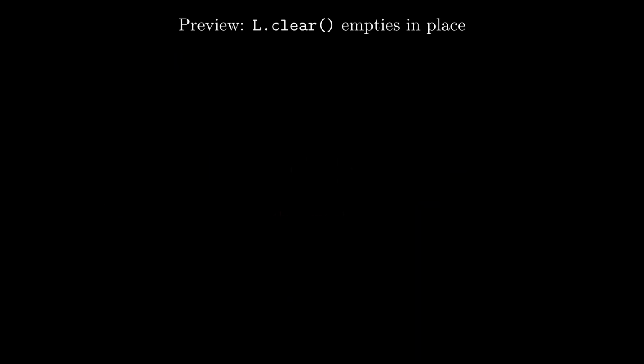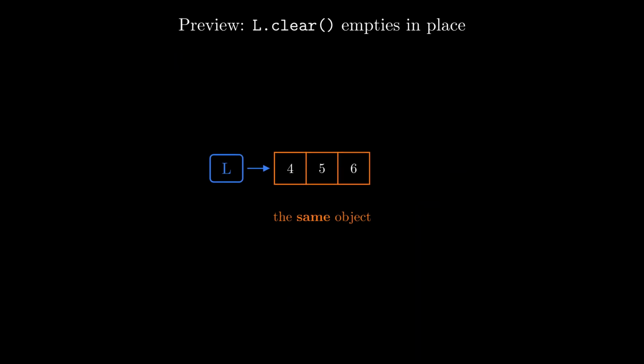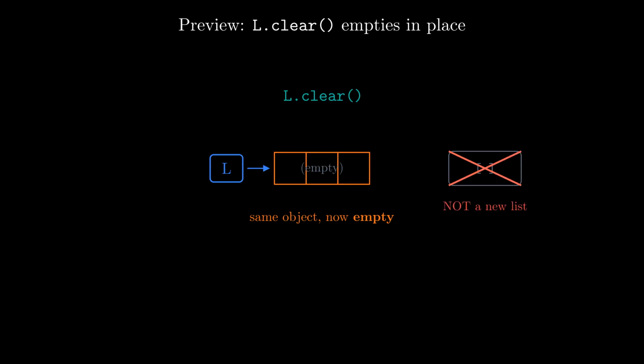Here's a preview of something we'll lean on. Often you want to empty a list completely, but by mutating it, keeping the same object and just stripping out its contents. The command has a friendly name, clear. Writing L.clear removes every element inside L, leaving the same list object, now empty. It does not build a new empty list.